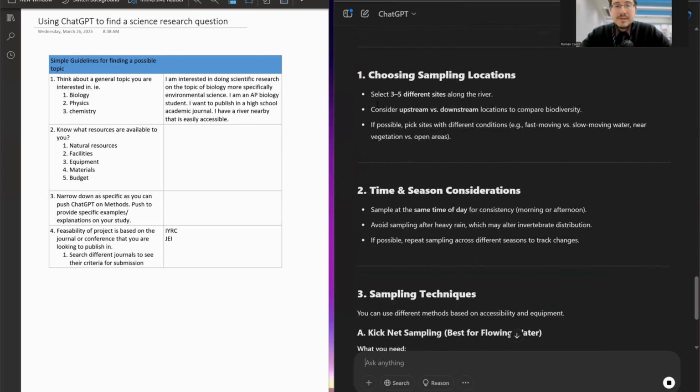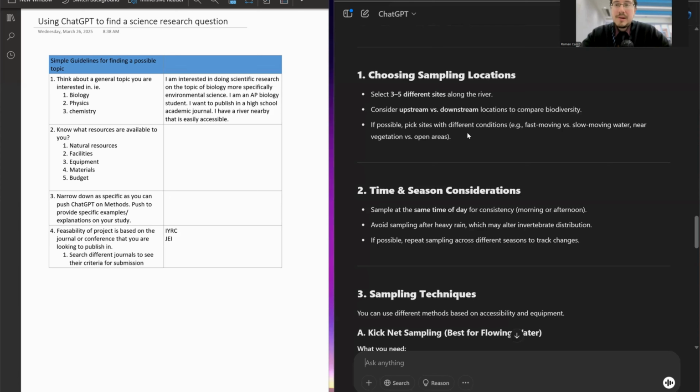Okay. Sampling conditions, right? Definitely you want to try to choose more than one place to sample in your area. Select 3 to 5 different sites along a river. Consider upstream versus downstream. Pick sites with different conditions. So all of these are things that you can think about, right?